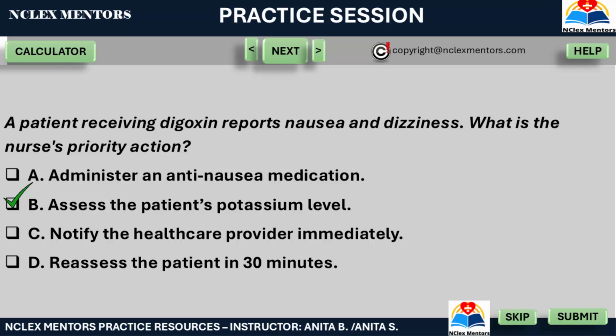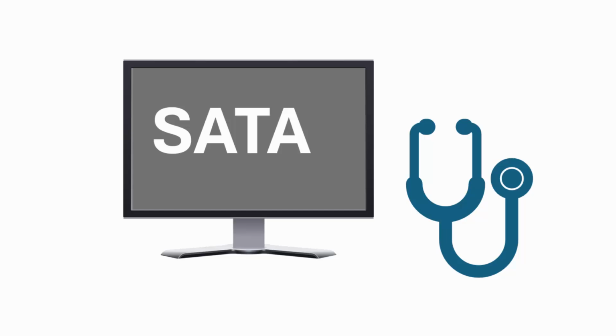This follows the nursing process, ADPIE. Always assess before taking action. Nausea and dizziness are early signs of digoxin toxicity, often related to low potassium, so you always have to assess the patient's potassium level. Next up, select all that apply questions.